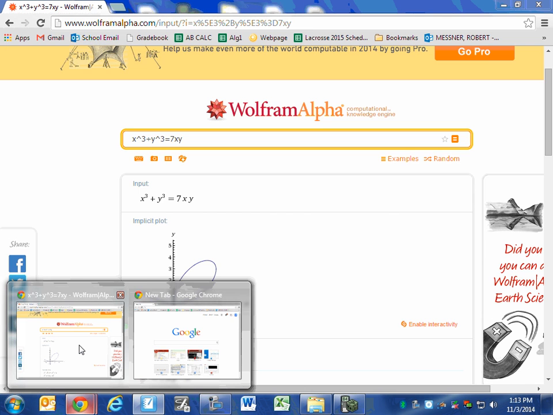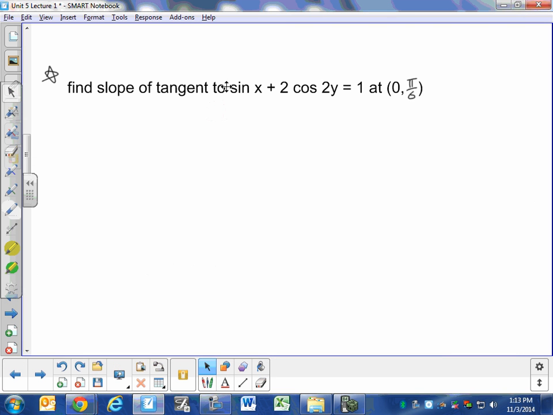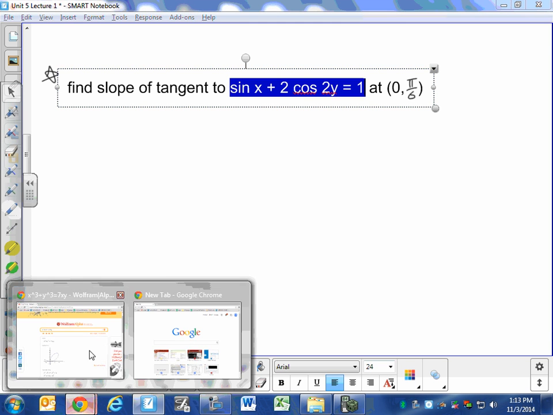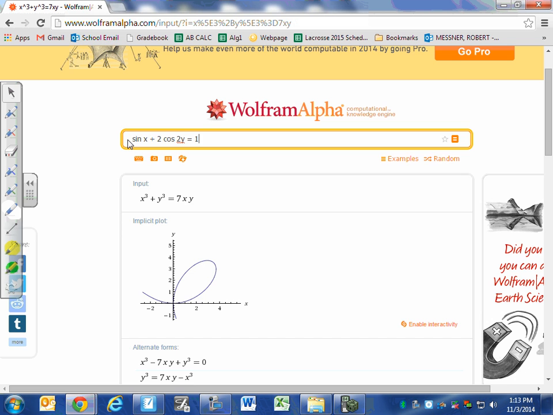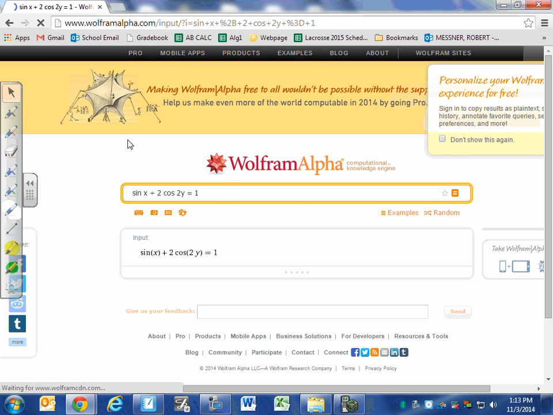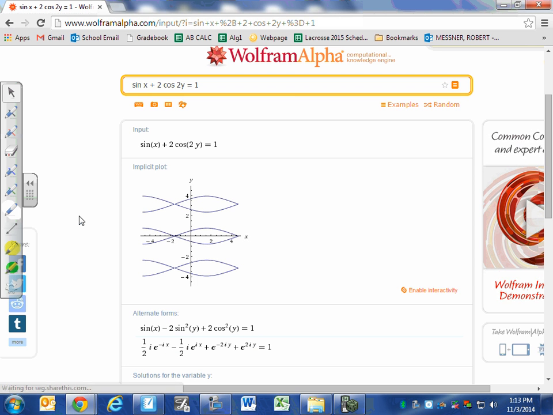Let me graph this. Whoa. A bunch of fishes. But they keep going, I'm sure, forever. But that's neat.